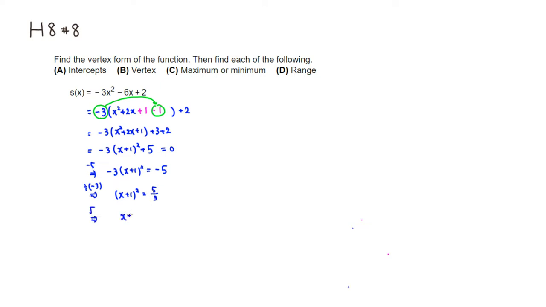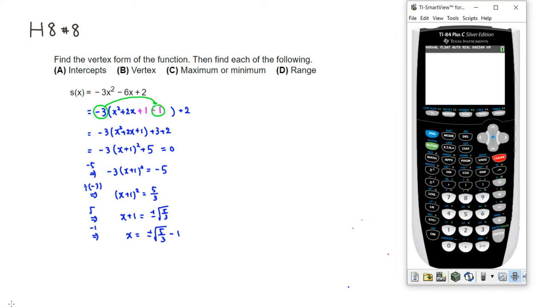So you have x plus 1 equals plus or minus the square root of 5/3. And the last step is to subtract 1 so that the x is all by itself. So x equals plus or minus the square root of 5/3, minus 1. Let's get these values. I'm going to bring a calculator out. Let's say negative square root of 5/3, minus 1.